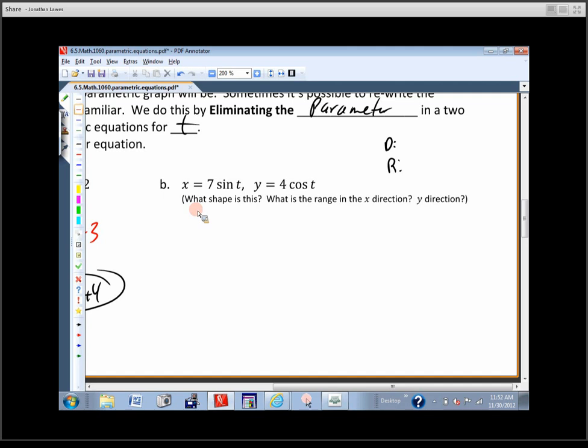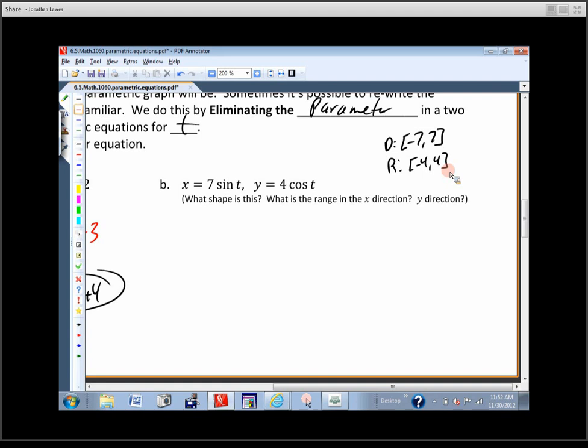7 and -7, right? Because the range for sine is from -1 to +1. So if I multiply that by 7, I'm going to get an answer between -7 and +7. What about the range? Range is y, so we'd look at the y equation. So that's going to be from -4 to 4. So we don't go outside of a little box.